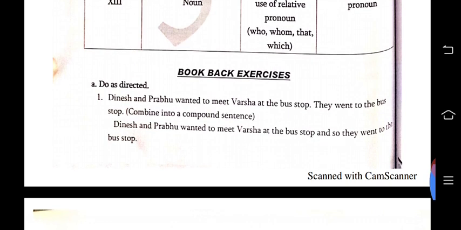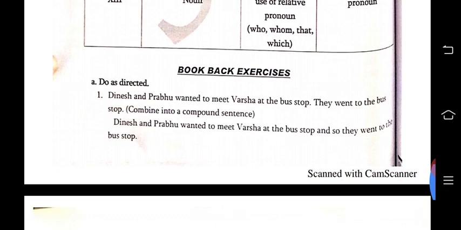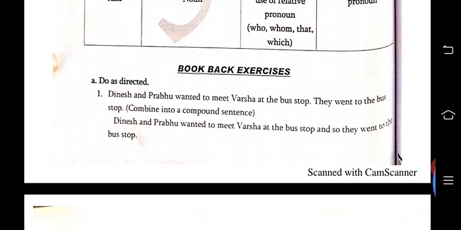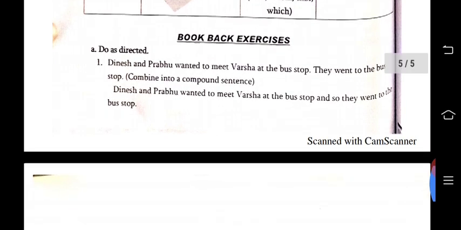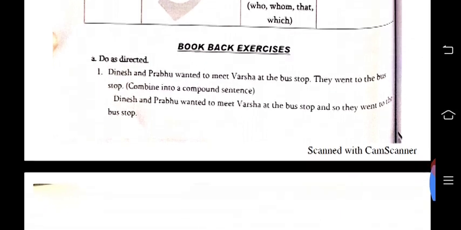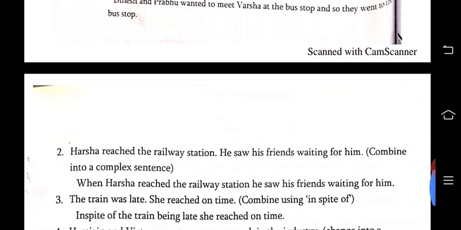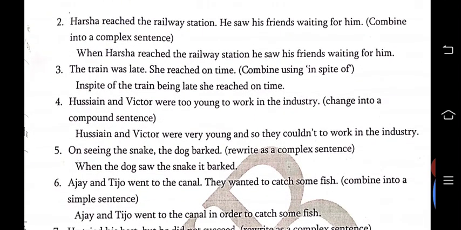So when you translate the given sentence into simple or complex sentences, what you have to do: first you read the question carefully and then find out which category it comes under. Either it comes under negative or condition or purpose, like that, or to factor or timing, like that. Okay, so here it comes under reason. Dinesh and Prabhu wanted to meet Varsha at the bus stop, and so they went to the bus stop. Okay, and then see here, combine to complex sentences.